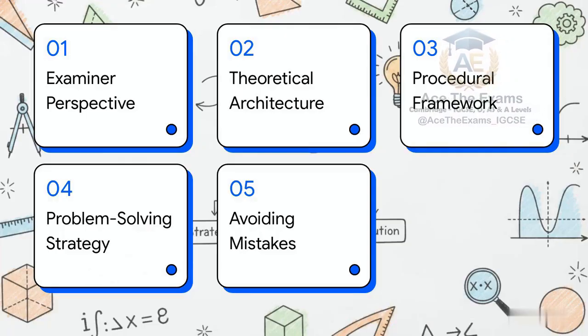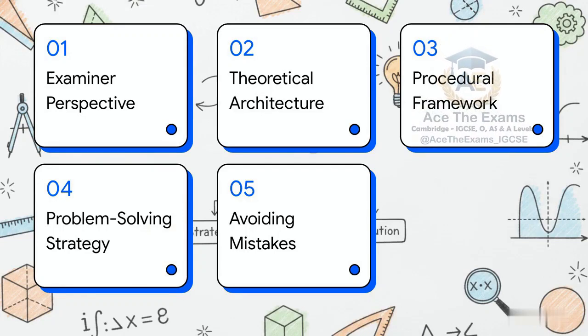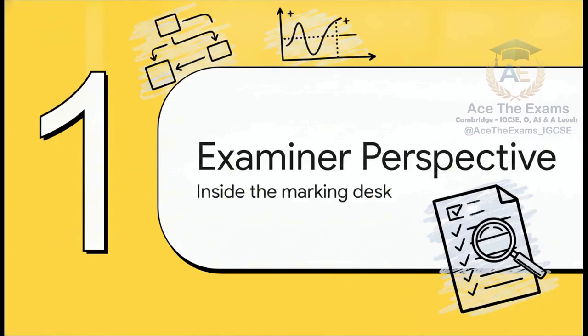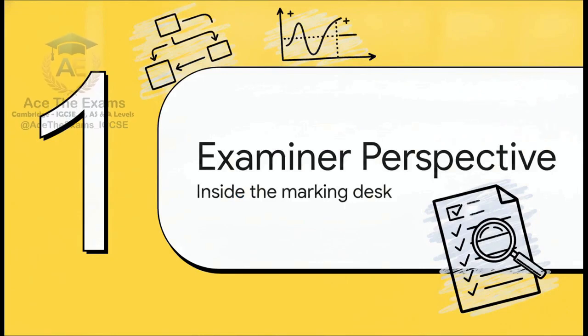This structured syllabus right here is your blueprint to outsmart the marking desk. We'll cover 1. The examiner's perspective. 2. The theoretical architecture. 3. The 5-step procedural framework. 4. Critical problem-solving strategies. And 5. Avoiding top examiner mistakes. Let's start with Section 1, the examiner's perspective.